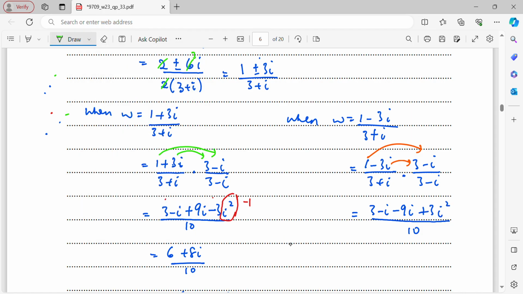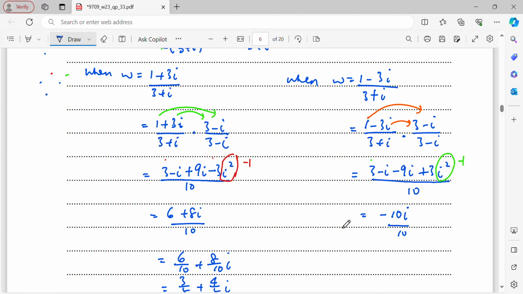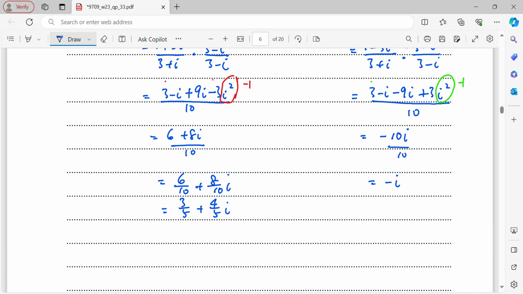Then from here, this i squared is minus 1. So I will get 3 minus 3 for the real part, which gives 0. Then for the imaginary part, it will be negative 10i, over 10. From here, when you simplify, at last you are getting minus i, which means our final answers will be 3 over 5 plus 4 over 5 i, and the other one is negative i. Okay, so that's the solution of this question.